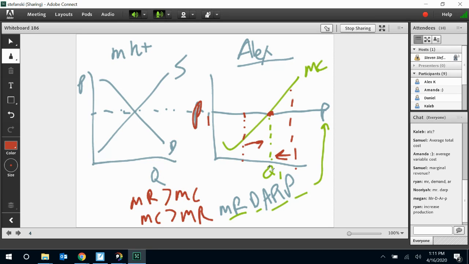Now, if we wanted to figure out the total revenue here, we would take this P1, which is the price, times this Q1. That would give us our total revenue, because remember, this is the price that Alex has to abide by that is created by the market right here.